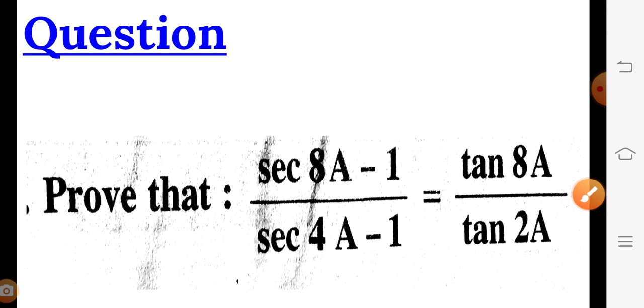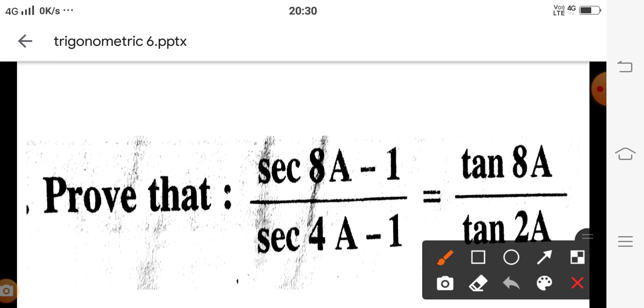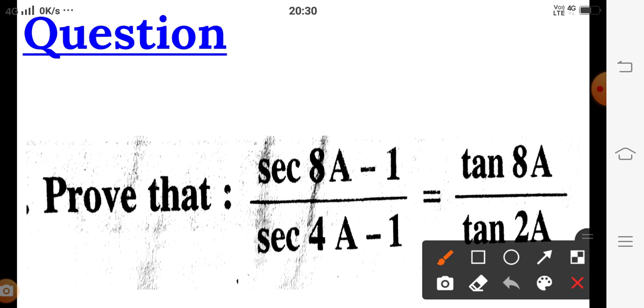Let us solve one more question, and this question is not from your NCERT book. The question is: prove that sec 8a minus 1 upon sec 4a minus 1 is equal to tan 8a upon tan 2a. Then how will you get the proof? If you observe, on the right hand side we need the value in terms of tan, and tan theta is sin theta upon cos theta.